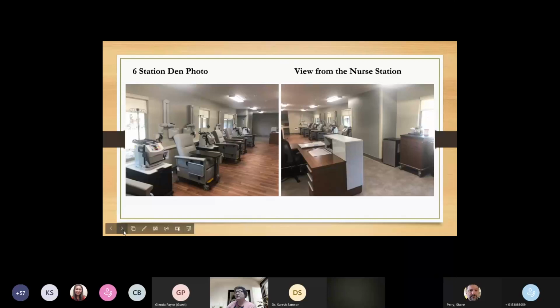This is another view of that 6-patient station den. So they have 5 chairs on one side, and then they have 1 chair on the other side. And then you can see that from the view from the nurse's station, they have a line of sight to all of the patients, and then they have their medication cart and stuff right there where it's easy access, and they still have a line of sight to the patients at all times.